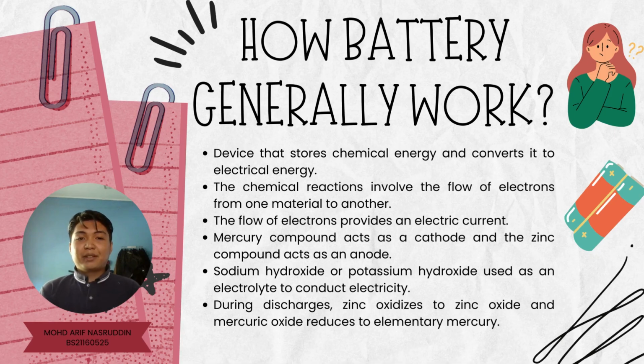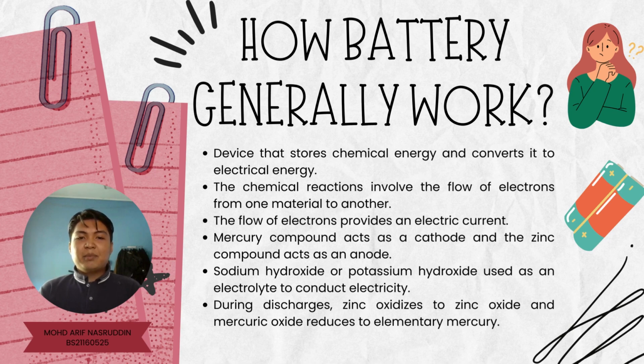How does a battery generally work? A battery is a device that stores chemical energy and converts it to electrical energy. The chemical reaction in a battery involves the flow of electrons from one material to another. The flow of electrons provides an electric current that can be used to do work.